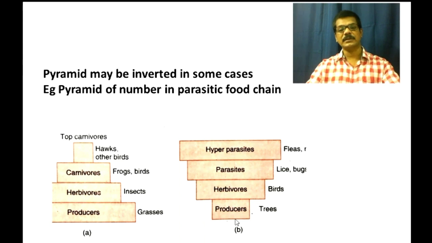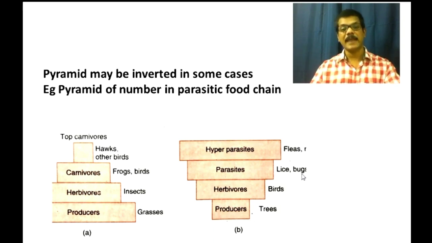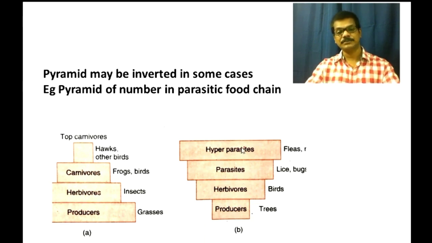The producer is a single tree. On that single tree there are hundreds of herbivorous birds. They eat berries or fruits from the tree, and on the body of these birds there are different types of parasites like lice and bugs. Then there are certain hyperparasites like fleas also, which depend on the lice and bugs. So altogether this becomes a parasitic ecosystem.